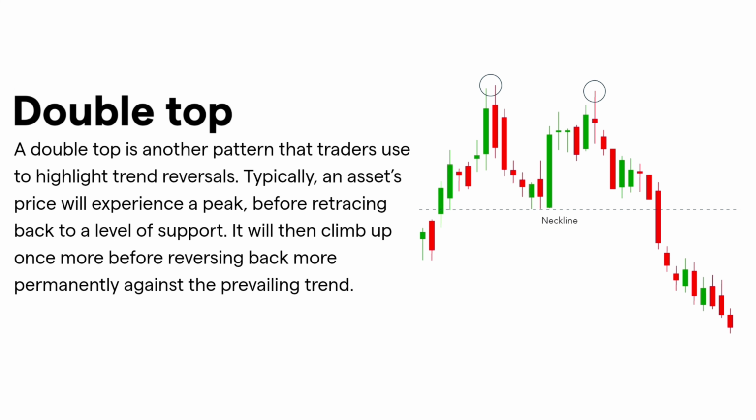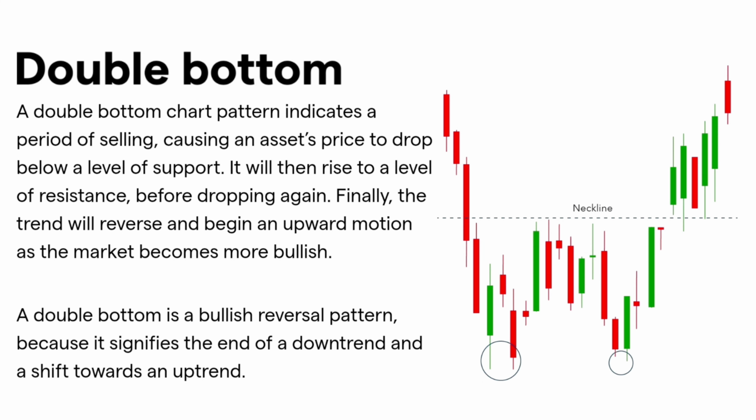Against the prevailing trend, a double bottom chart pattern indicates a period of selling, causing an asset's price to drop below a level of support. It will then rise to a level of resistance before dropping again. Finally, the trend will reverse and begin an upward motion as the market becomes more bullish. A double bottom is a bullish reversal pattern because it signifies the end of a downtrend and a shift towards an uptrend.